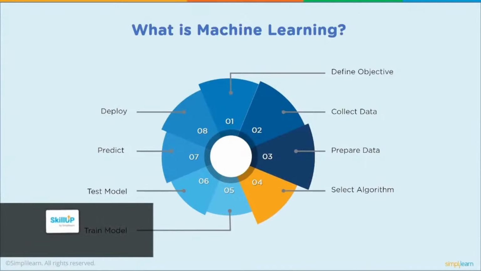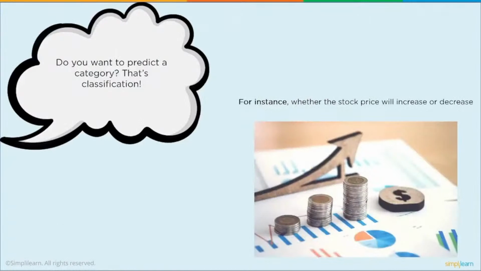And we do have some basic divisions of what machine learning does that's important to know. For instance, do you want to predict a category? Well, if you're categorizing things, that's classification. For instance, whether the stock price will increase or decrease. So in other words, I'm looking for a yes-no answer. Is it going up or is it going down? And in that case, we'd actually say, is it going up? True. If it's not going up, it's false, meaning it's going down. This way, it's a yes-no, 0, 1.